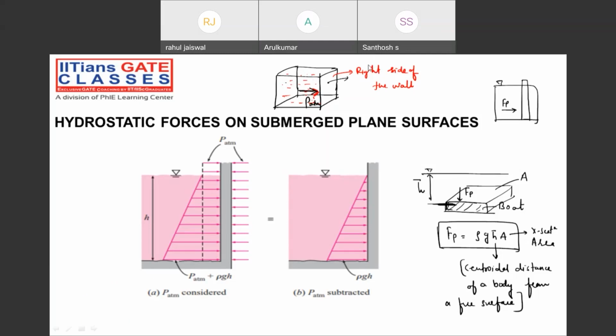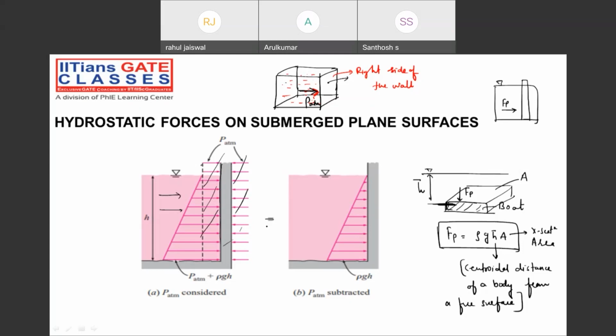Tell me, guys. Apart from the liquid pressure force, do we need to consider atmospheric pressure force also? No, my dear friend. Try to observe. Suppose we have the wall, something like this, and we are observing the liquid pressure force on this particular wall. Atmospheric pressure will be there inside as well as outside, and this part will cancel out.